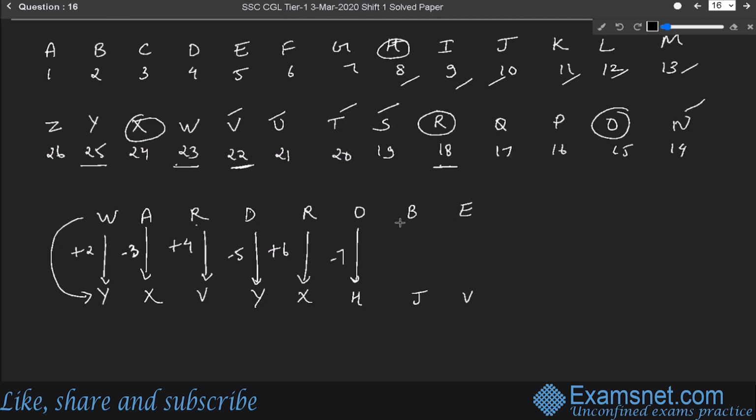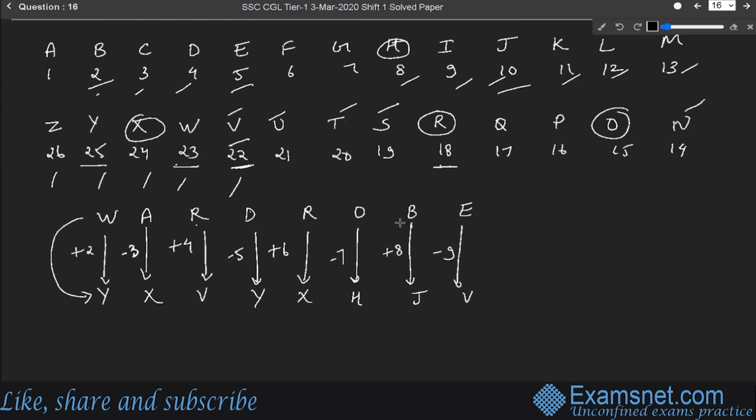Now B and J. B is present here and J is present here. So it will be B plus 8. Then last is E and V. Again, we have to subtract in the opposite order. So 1, 2, 3, 4, 5, 6, 7, 8, and 9. So it will be -9.